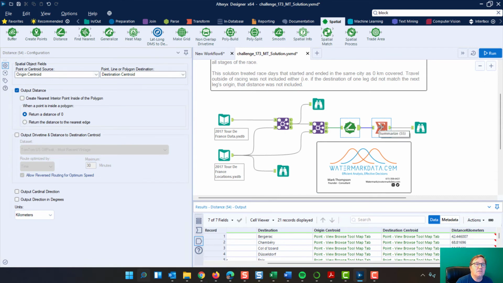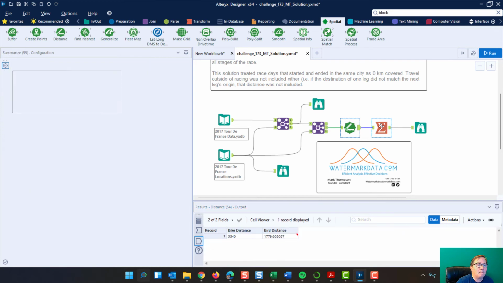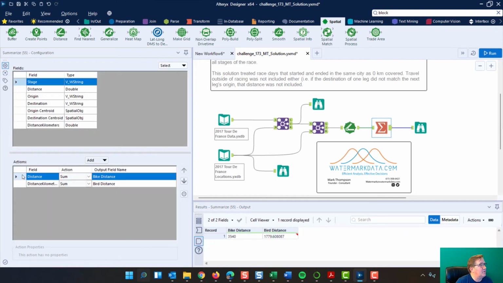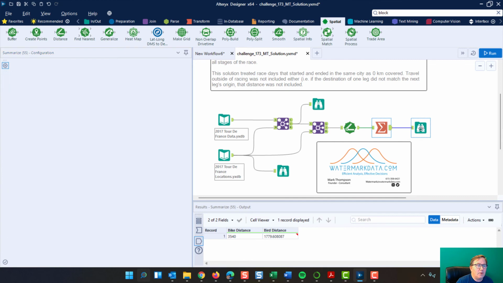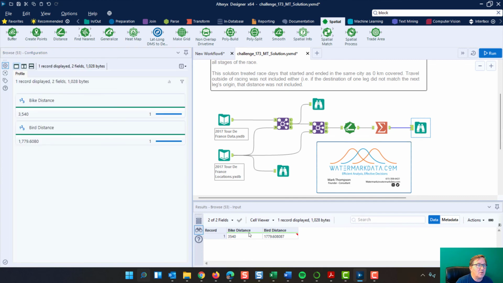The next thing we're going to do is we're going to just summarize it. How far is that? And you can see I did a sum on the distance for the fun of it. It said, you know, what's the bike distance? As well as what we were trying to find here, which is the distance in kilometers as the bird distance, as the crow flies, so to speak. That output is right there. So we have our total bike distance and we have our total bird distance.